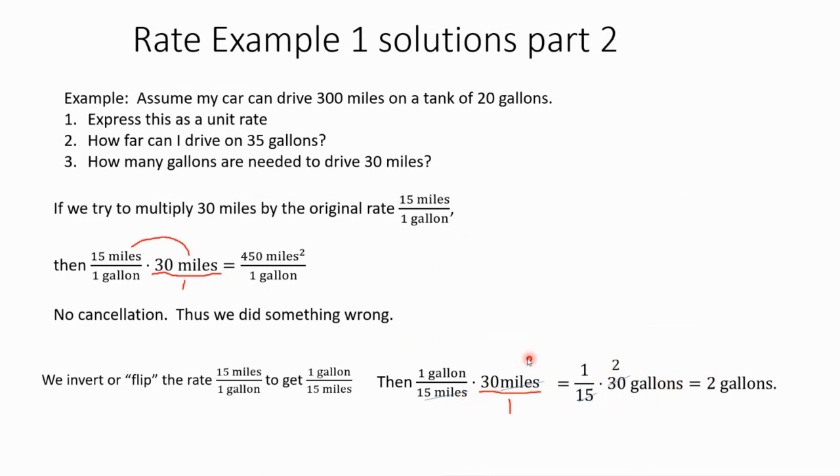Again, the whole point is you want to do this product. You can bring the numbers in front of the units. That's all I'm doing here. So we have this, and we get 2 gallons. All right, so that's for that question.